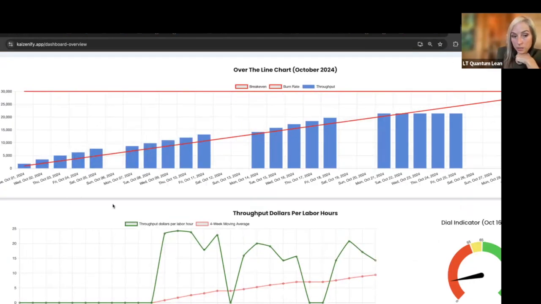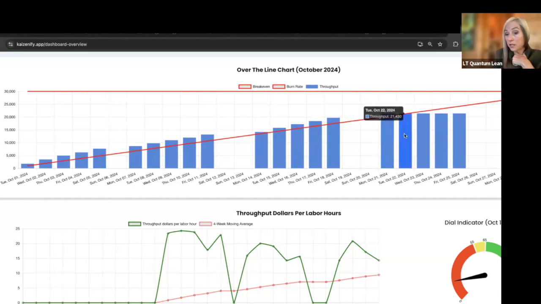The blue bars are my throughput dollars that I've keyed in every day. There's my throughput dollars, 3,500, 5,000, 6,250. It's cumulative. So if I don't key anything in, it's just going to stay the same as it was before. And then as I key something in on that day, it's going to add it to the previous days. If I truly made nothing today, it's going to be the same as yesterday.